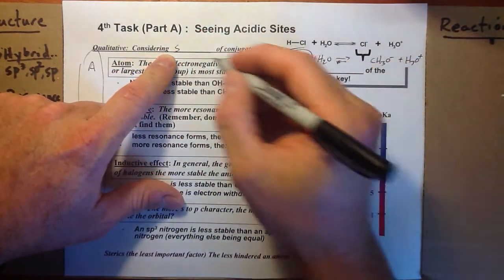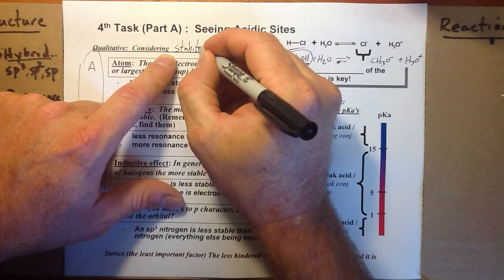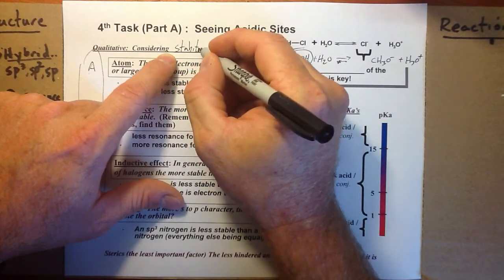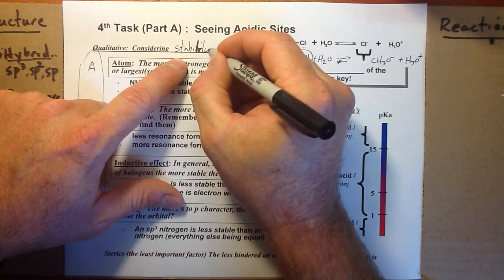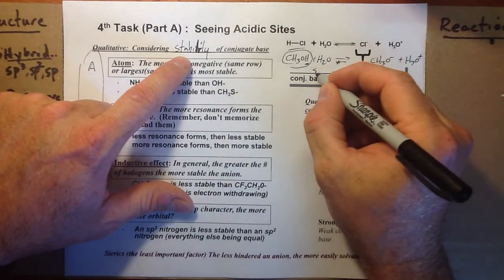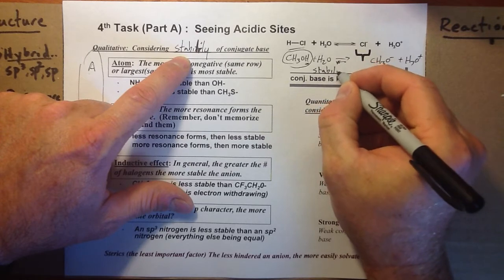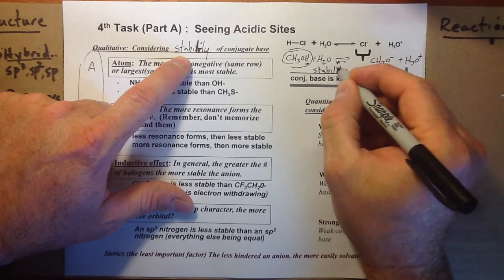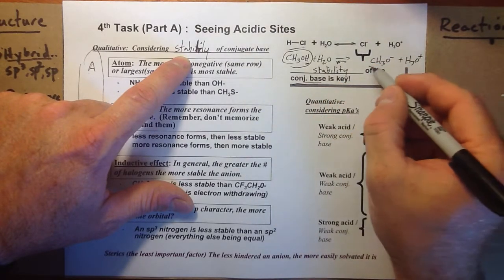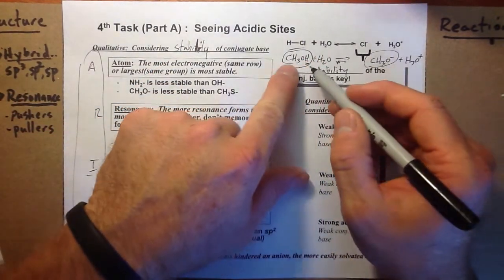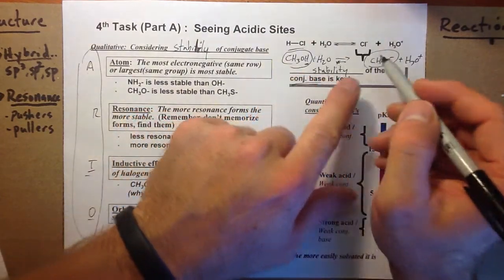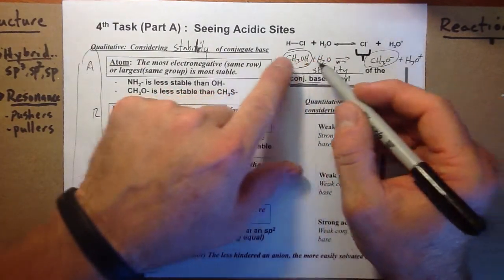It is going to be used as we look at the conjugate base of the possible acid. We're always going to have to consider stability, not stupidity. Stability is also the way we fill this in. We're looking at the stability of the conjugate base. That is key. If this is more stable, then this is a stronger acid. If this is less stable, this is a weaker acid.